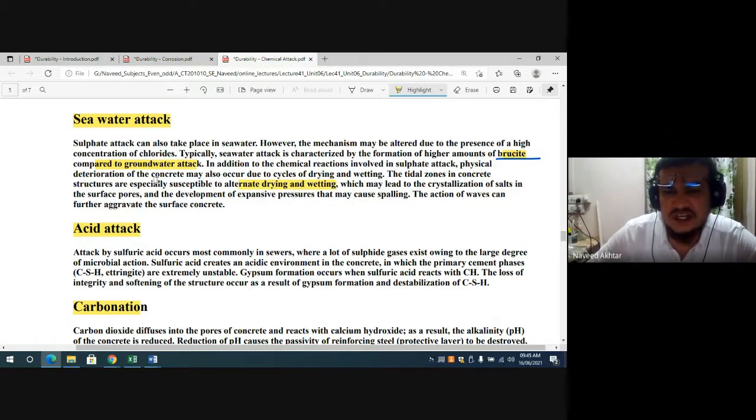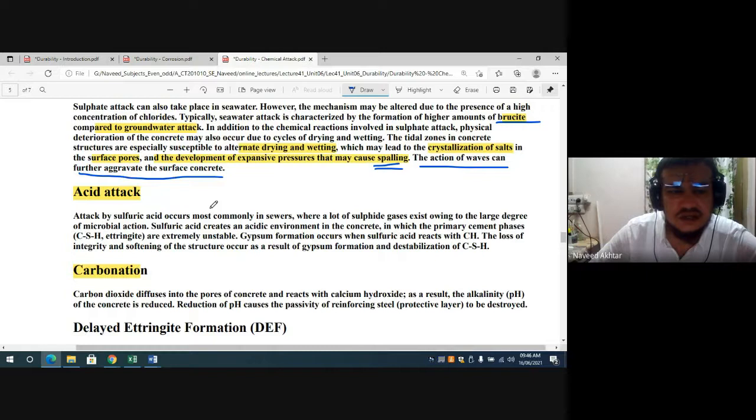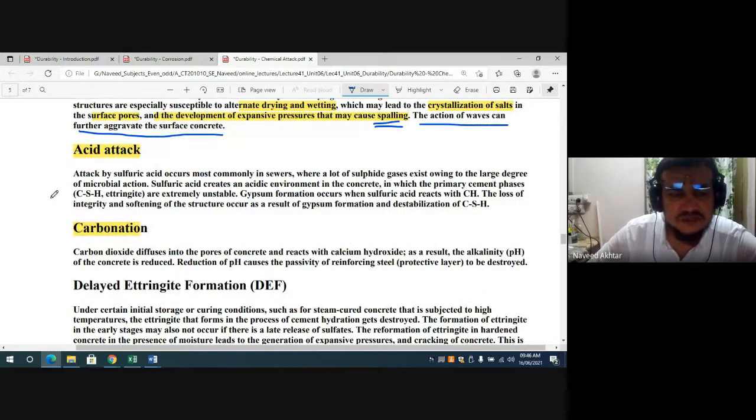which may lead to crystallization of the salt. In the surface pores, the salt will ingress and develop expansive pressure that may cause the spalling of the concrete. Spalling means the concrete leaves the reinforcement, or the outer concrete leaves the inner concrete, the bond becomes loose between the paste and the aggregate, and that deterioration can take place. The action of waves can further aggravate the surface concrete. That we have already discussed.